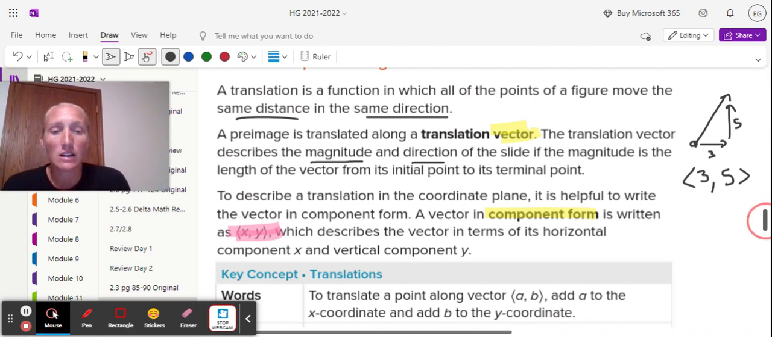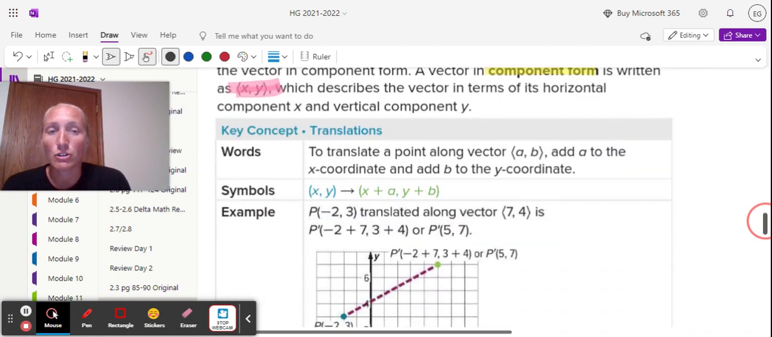Okay, so that's the idea of a vector. If you're not understanding vectors, you absolutely can look up some videos on vectors or ask more questions about them too. Okay, so key concepts of translations. You translate usually based on a vector or an amount. We're going to be giving you a vector that's going to tell you the translation.